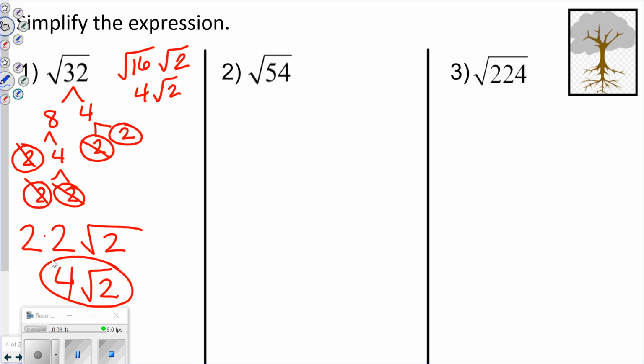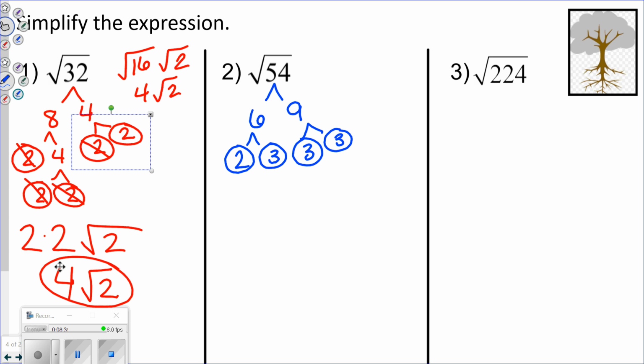All right, so 54. 6 and 9. Neither one of those are prime, right? 6 is going to break down into 2 and 3, or 3 and 2. And then 9, 3 and 3. But I will say, I know you like this other method, which is what I normally do, there's times where I can't think what the biggest perfect square is that goes into something, and I'll still find myself doing this as a backup.